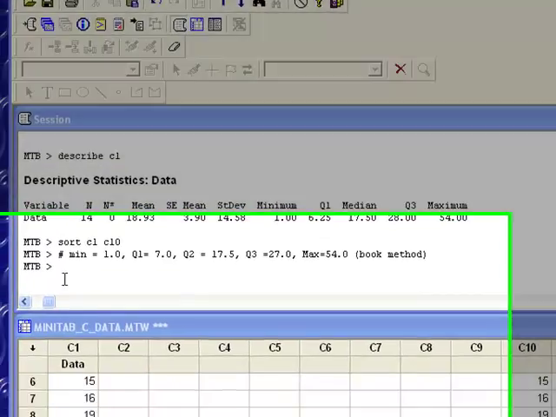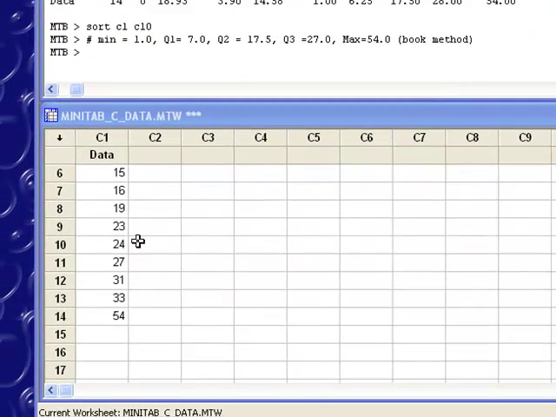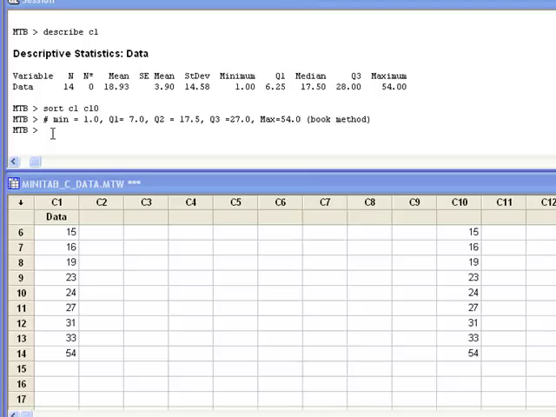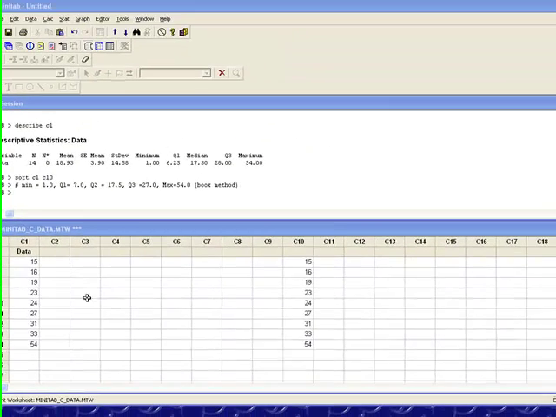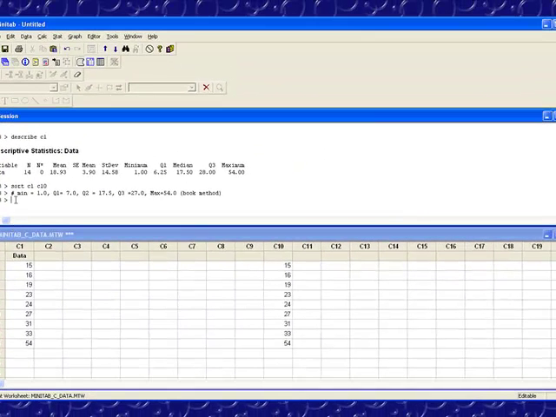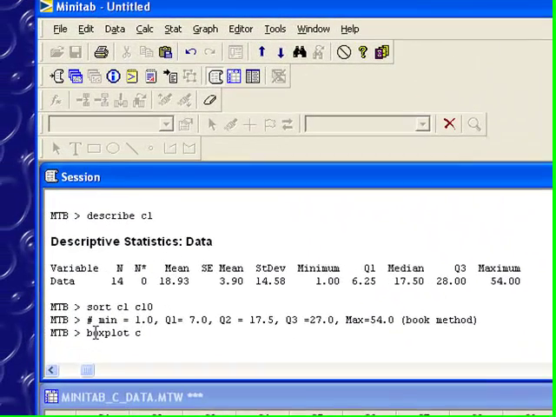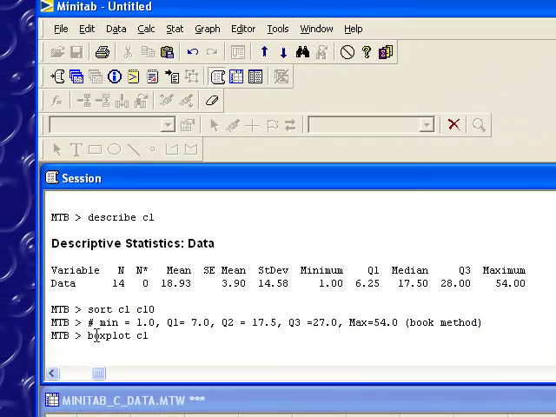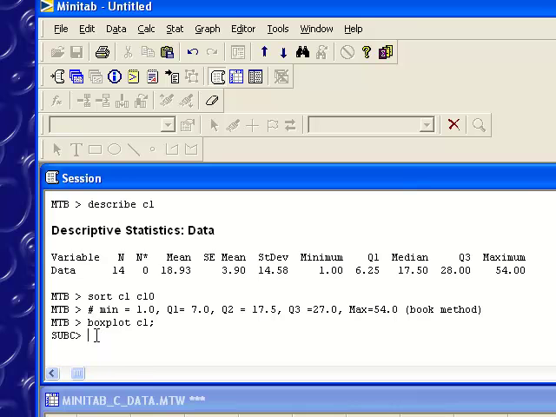So I could also do a dot plot of this data, and remember it's going to be the plot using the quartiles in Minitab. So let's see if we have any outliers according to Minitab's method, which is going to be very similar to the book. Box plot C1. Now, I'm not just going to hit enter. If I hit enter, I'm going to get a box plot that's vertical, and I don't want that. I want a horizontal box plot, so I use the subcommand transpose.